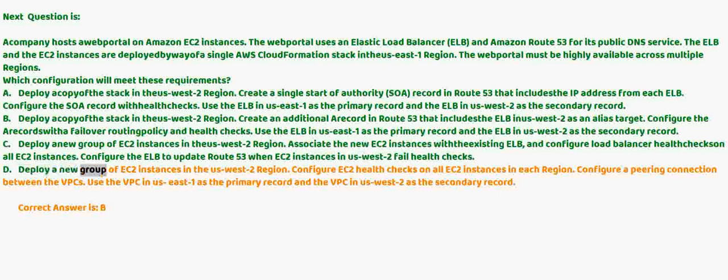D. Deploy a new group of EC2 instances in the SA-East-2 region. Configure EC2 health checks on all EC2 instances in each region. Configure a peering connection between the VPCs. Use the VPC in US East 1 as the primary record and the VPC in US West 2 as the secondary record. Correct answer is B.